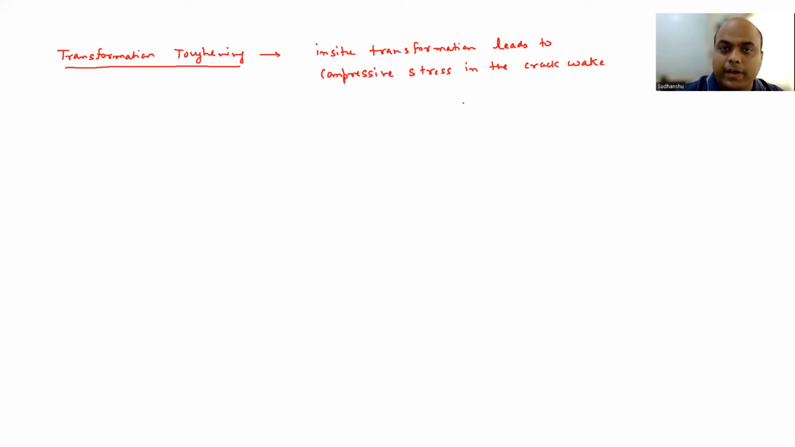So as soon as you see the compressive stress in the crack wake, obviously you are going to reduce the driving force for crack growth, right? The overall stress in front of the crack tip is going to reduce the tensile amount of it, right? So that is point number one, transformation toughening. Second is micro crack toughening.